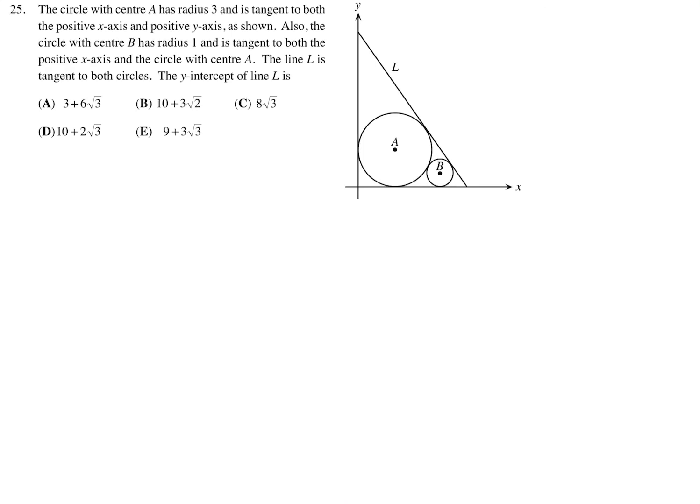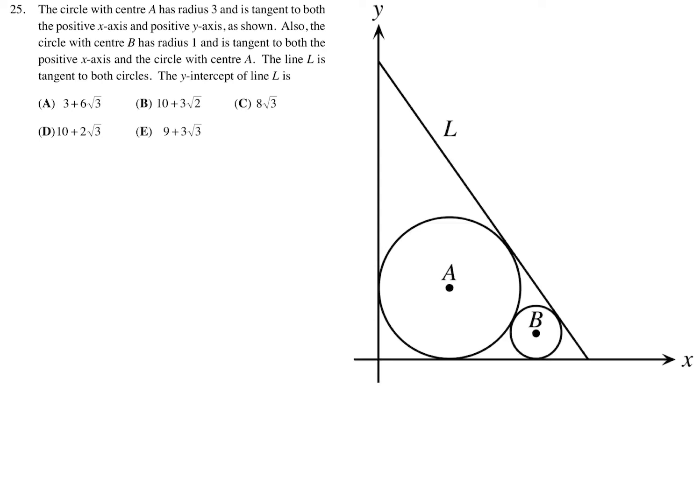The circle with center A has radius 3 and is tangent to both the positive x-axis and positive y-axis as shown. Also, the circle with center B has radius 1 and is tangent to both the positive x-axis and the circle with center A. The line L is tangent to both circles. The y-intercept of line L is.